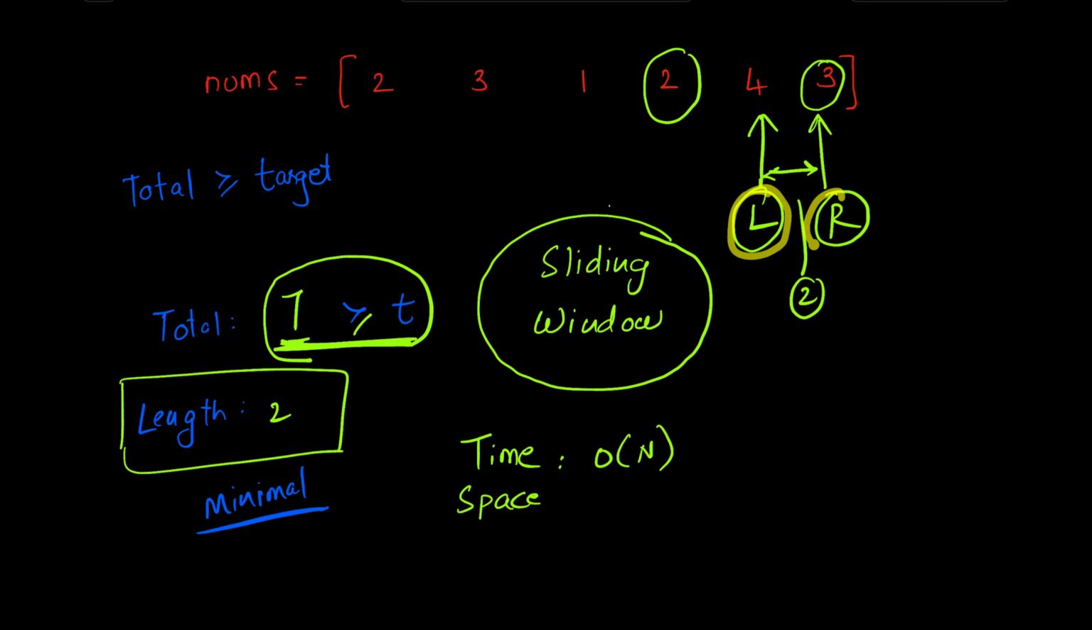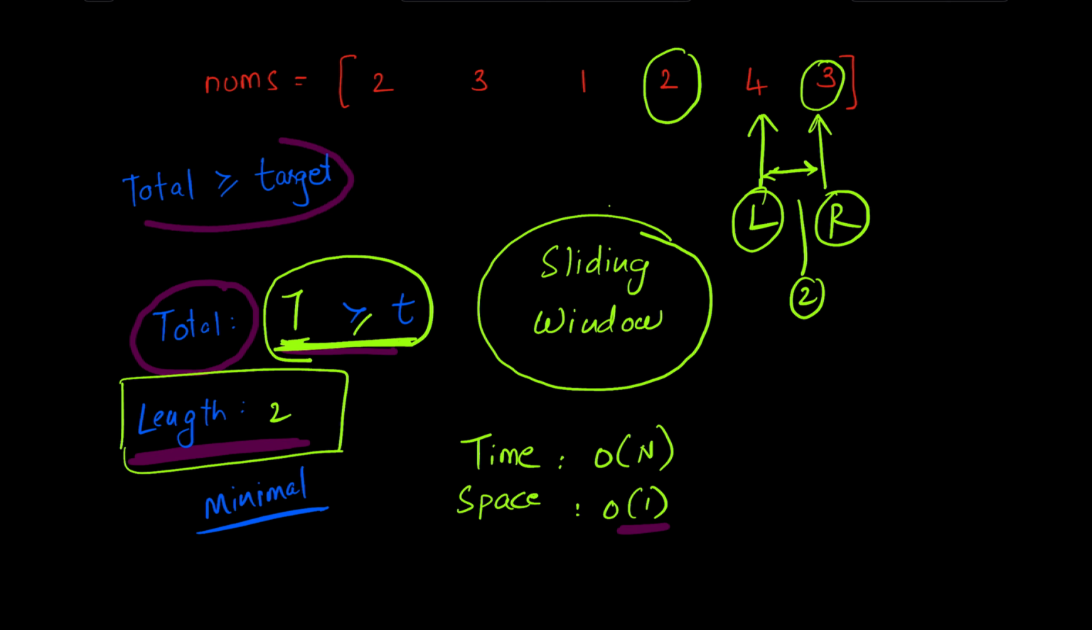Even though we have 2 pointers iterating through the array in its own way, the overall time complexity is O of n. And the space complexity is O of 1 as we are only using a couple of variables, one to record the total of the entire subarray, the other is the length of the minimum subarray that meets the criteria, that is total greater than or equal to target. I hope you were able to understand how we improved our time complexity significantly by using the sliding window approach.